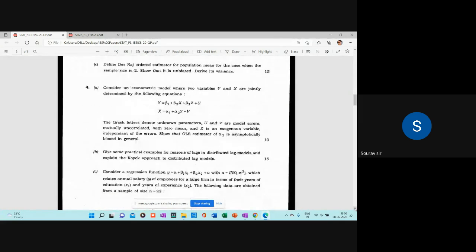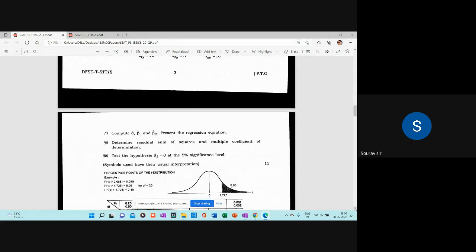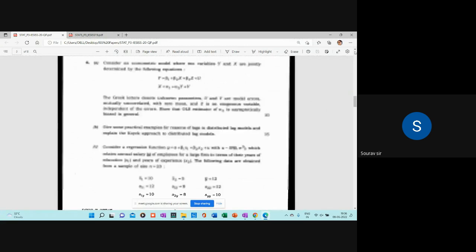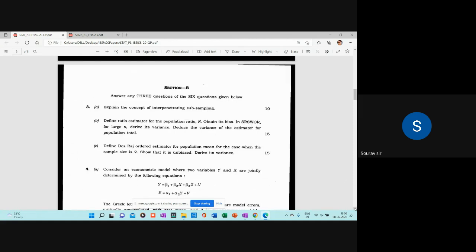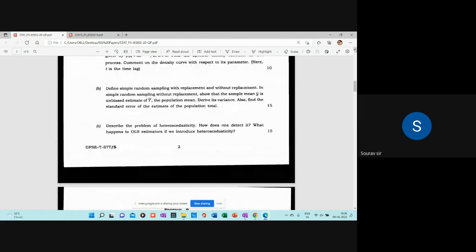Now moving on to some other portions rather than sampling, let us consider the portion of heteroskedasticity. Okay, let's concentrate on this question: describe the problem of heteroskedasticity and how does one detect it. What happens to the OLS estimator if we introduce heteroskedasticity?